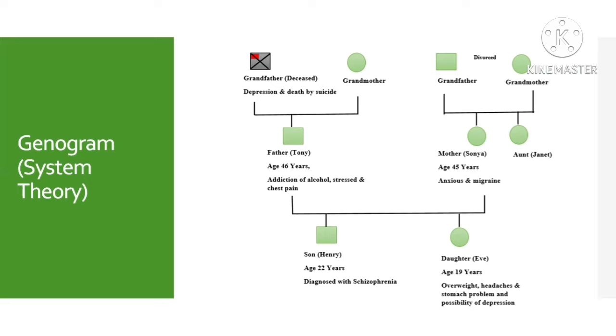On the other hand, Sonia is Tony's wife. She is 45 years old and her parents got divorced. She has a sister, Janet, but they hardly meet each other. Both Tony and Sonia have two children: Henry, who is a 22-year-old boy diagnosed with schizophrenia, and their daughter Eve, who is 19 years old and is also facing difficulties due to being overweight. She is also suffering from headaches and stomach problems. From this genogram, I can conclude that Tony has a family history of depression.